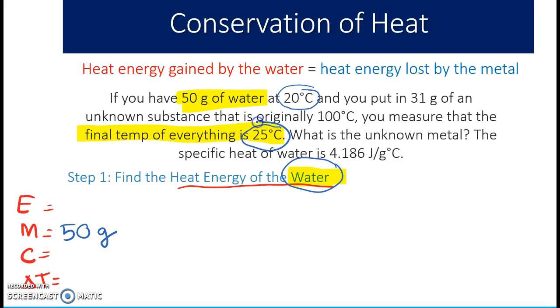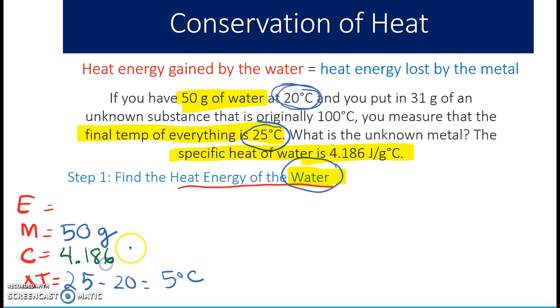So I'm going to use this as my final temperature. The 20 degrees Celsius was the initial temperature of water. So take the difference between those two. Difference is 5 degrees Celsius. The other thing that I'm told or given in this problem is that the specific heat of the water is 4.186 joules divided by grams times degrees Celsius.